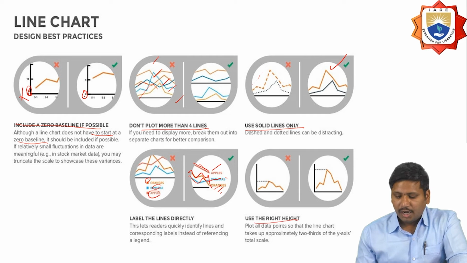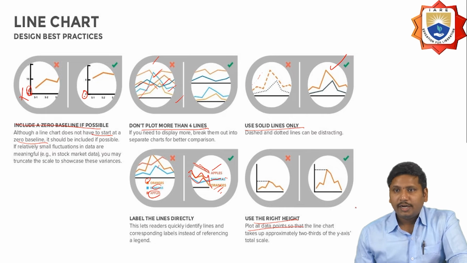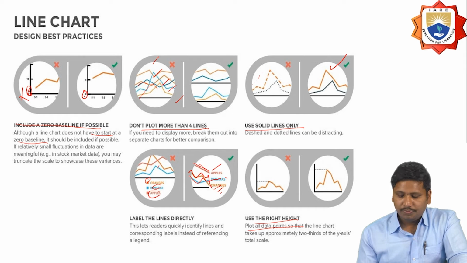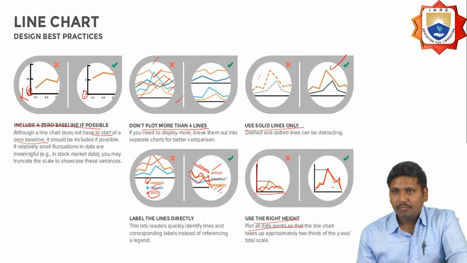And use the right height. Plot all the data lines so that the line chart takes up approximately 2/3 of the y-axis total scale. The 2/3 of the scale for the lines should be acceptable. If I draw the line chart in some other way, it is unable to predict. So use the right height, which you can get by changing the values.